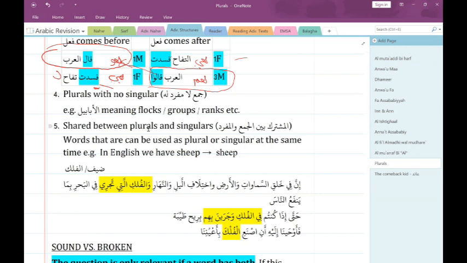And the context is what will tell you, just like the way you would use sheep in English, the context tells you whether you mean 5 sheep or just 1 sheep. And this is al-mushtarik بين الجمع والمفرد. So basically words that share both plural and singular. For example, the ones that I could find in the Quran are ضيف and al-fulk.